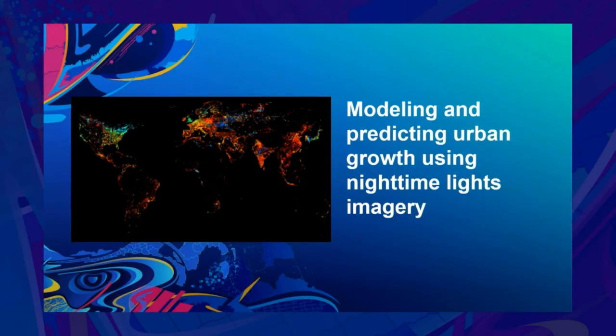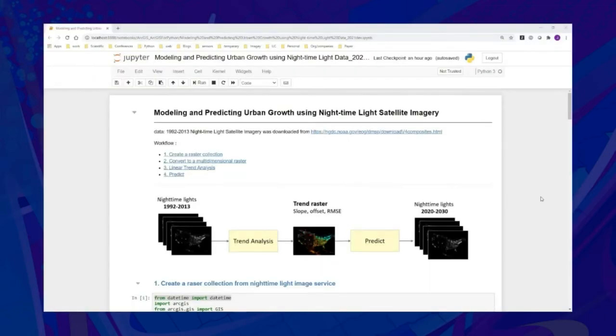The second demo is modeling and predicting urban growth using nighttime light imagery. Research has suggested that nighttime light can be used as a proxy to population, economic growth, and urbanization. So I'm going to apply ArcGIS trend analysis capability to the nighttime light data to look at the urbanization pattern on a global scale. In this demo, I'll use ArcGIS API for Python and Jupyter Notebooks.